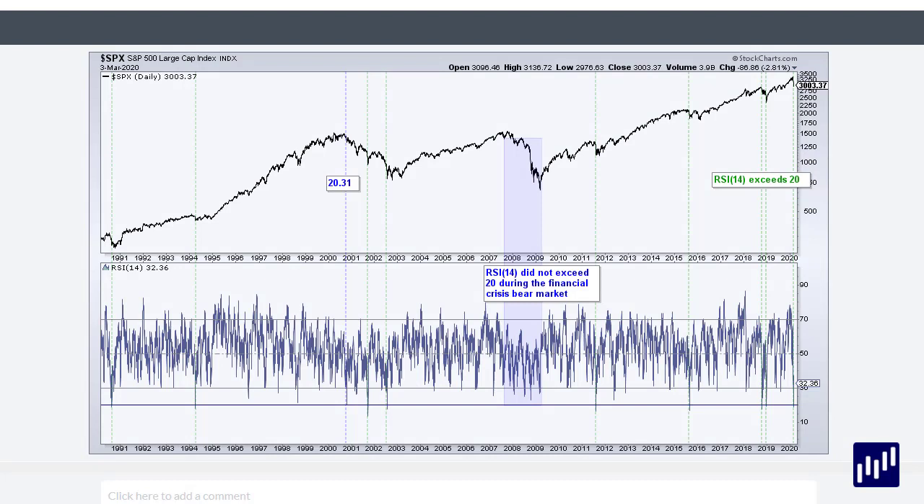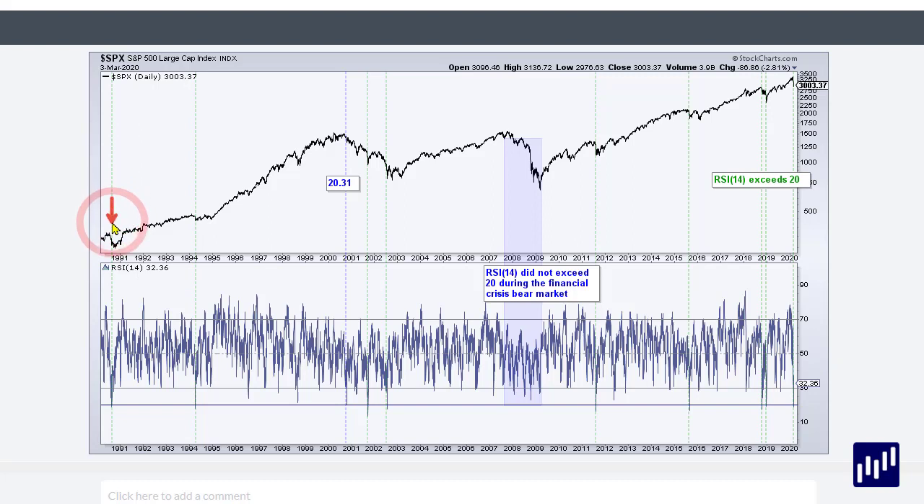So we're going to start off with a chart of the S&P 500 going back some 30 years, back to 1990. And I've got the classic RSI 14. This is a daily chart. And what is very interesting is how few times RSI 14 dipped below 20. And I've marked these few times on the chart.